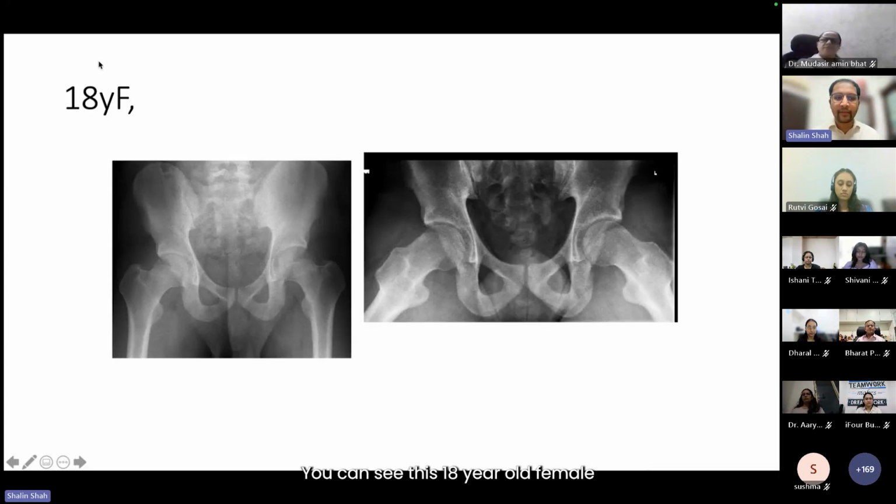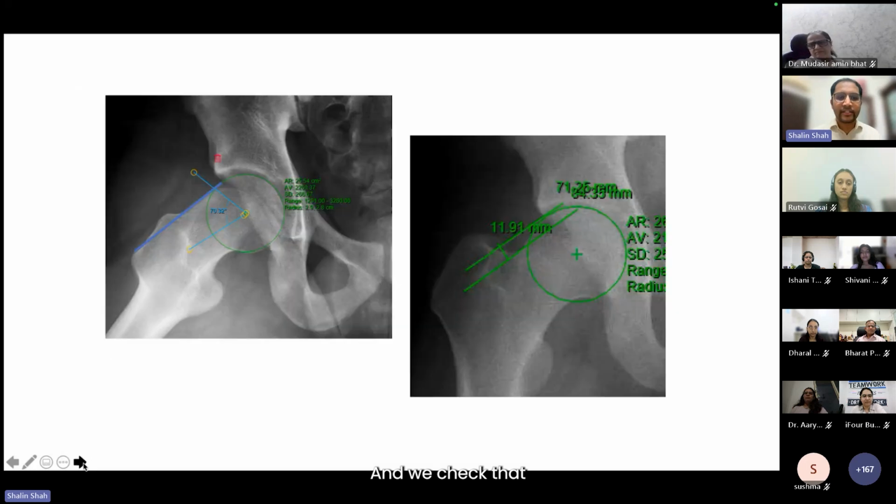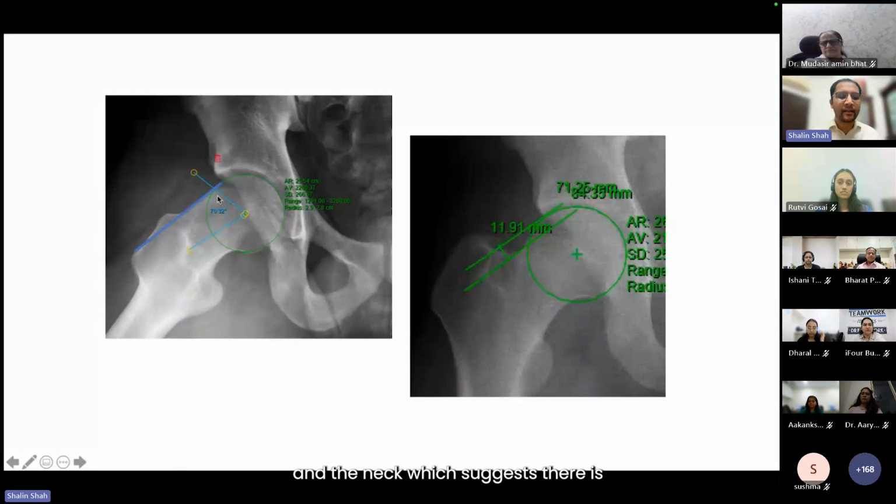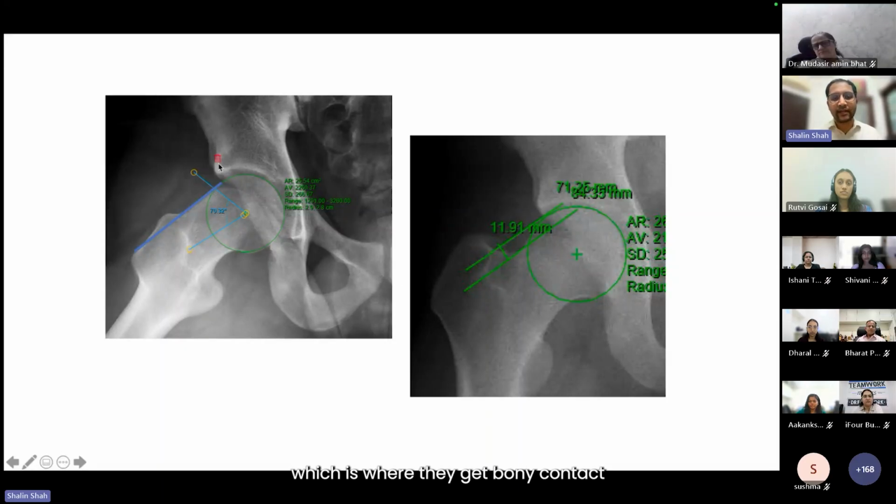You can see this 18-year-old female has this abnormal bony contact, and you can see very clearly on this frog-leg lateral view, instead of your circular spherical femoral head, you can see this continuity of the neck with the femoral head. So there's extra bone formation here, and we check that by measuring the alpha angle and the head neck offset. And usually the offset should be 10 to 15 millimeter. You can see there's almost no offset here between the head and the neck, which suggests that every time the hip flexes and internally rotates, this part impinges with the acetabulum here, which is where they get bony contact and which is where they get labral tears.